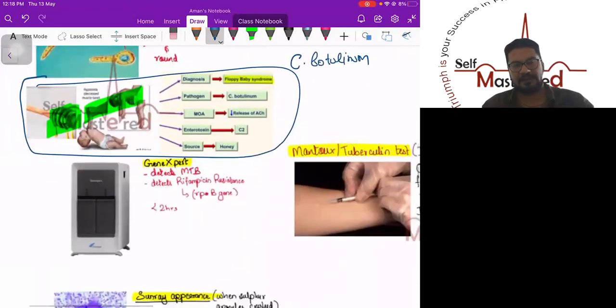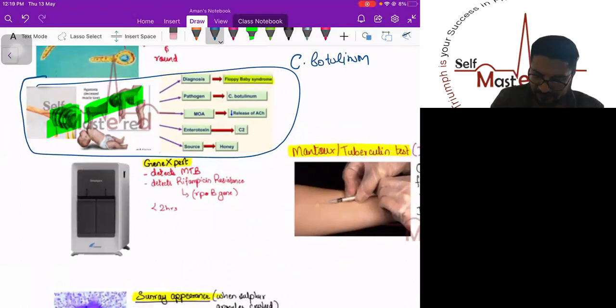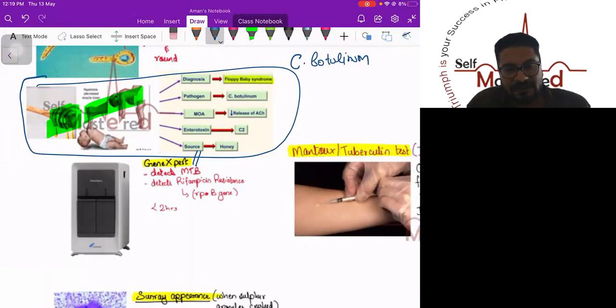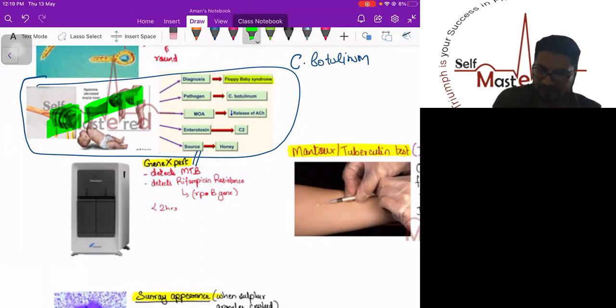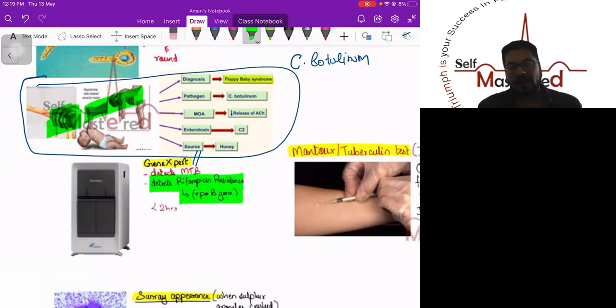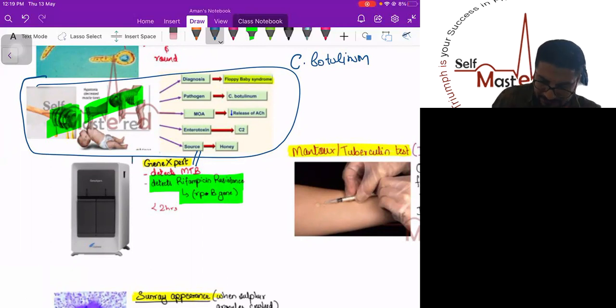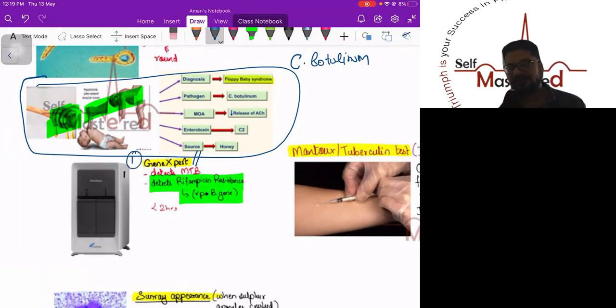Okay, then we have the GeneXpert method that we use to detect TB. It can detect the TB bacilli in less than 2 hours. It will also predict your rifampicin resistance. Rifampicin resistance is generally due to RPOB gene mutation. So understand this, this is one test called GeneXpert. Why do we still do this? Because it's an early test. We can do this in less than 2 hours.